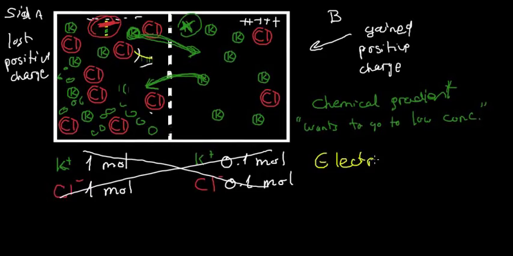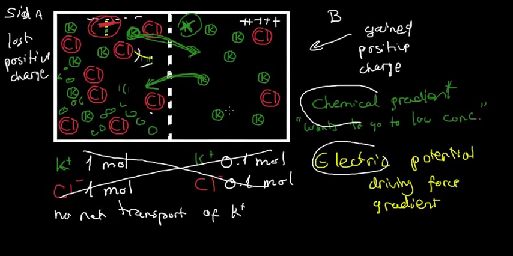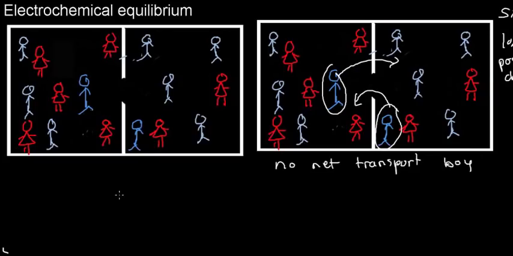So we have an electric gradient, though I would say potential or driving force. You can also say gradient, it's not incorrect. I just like to use different terms for different forces, so I wouldn't mix them around. And now, being that we have an equilibrium, because at some point, just like the boys and girls, there's no net transport of potassium, or boys. And when there's no net transport, these two forces are at equilibrium. Thus, we have an electrochemical equilibrium.